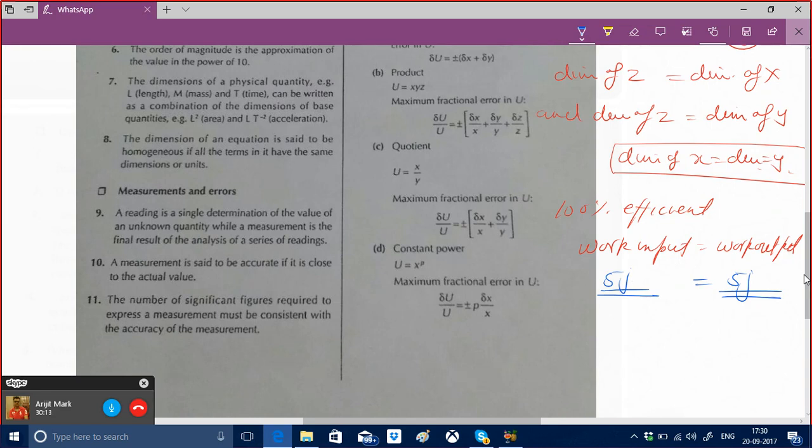But it is not possible if you are applying 5 joule of work or 5 joule of energy. As usual, you know that work is a form of energy. Work is a form of energy, yes. How can I explain that to you, or how would you be able to understand that?